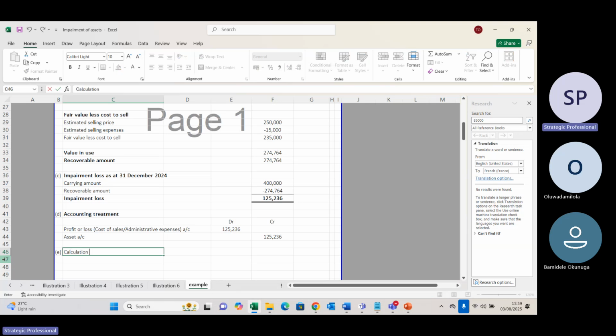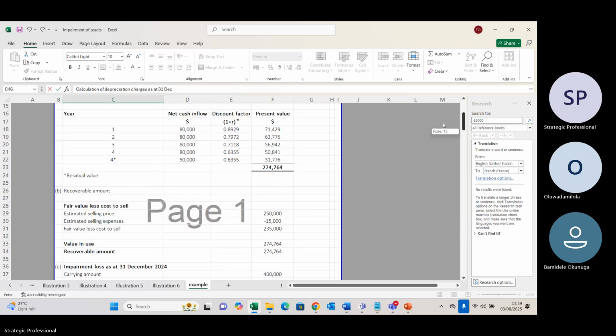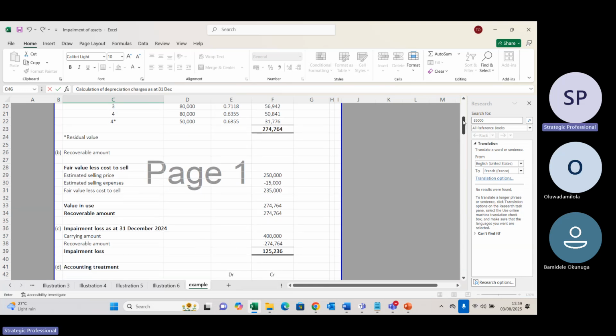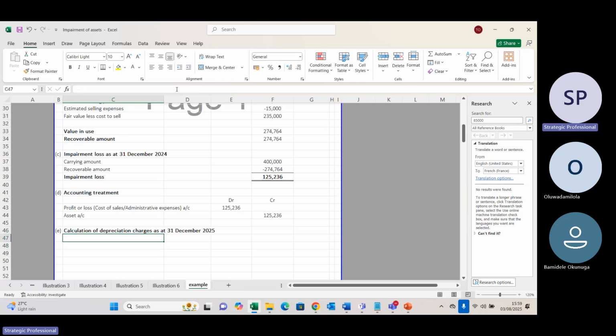Calculation of depreciation charge as at 31 December 2025. Now I have a question. Let's make it very interactive.